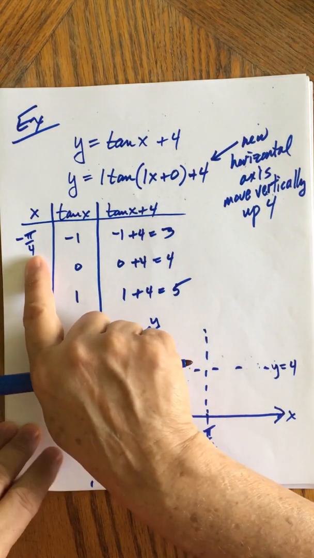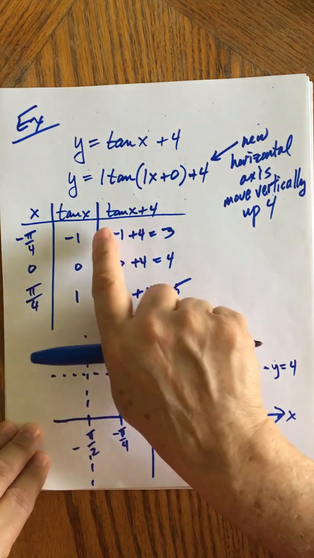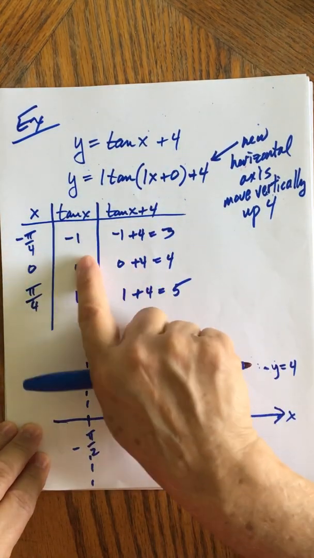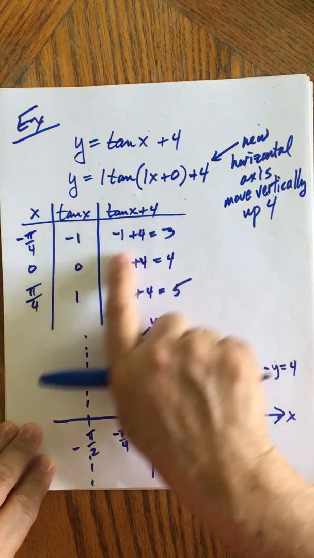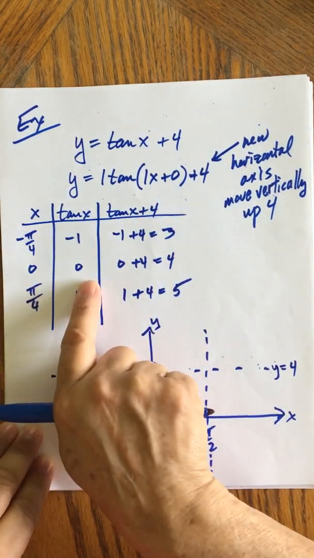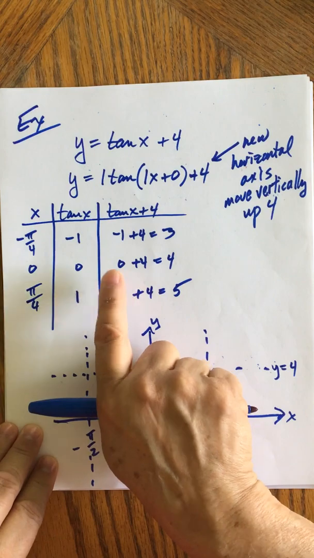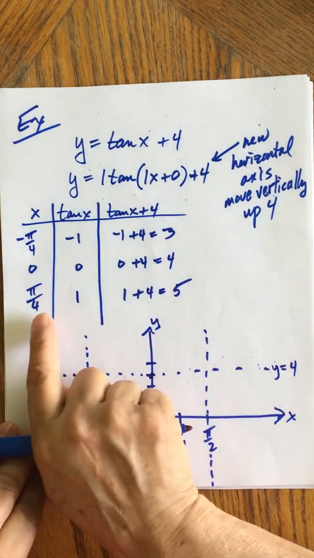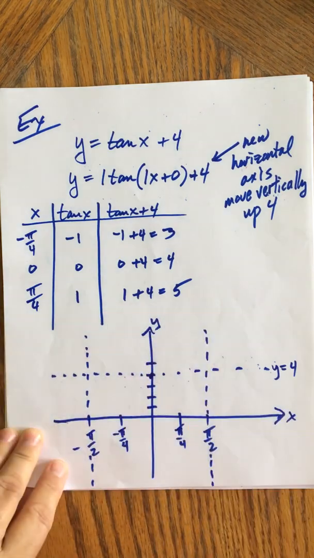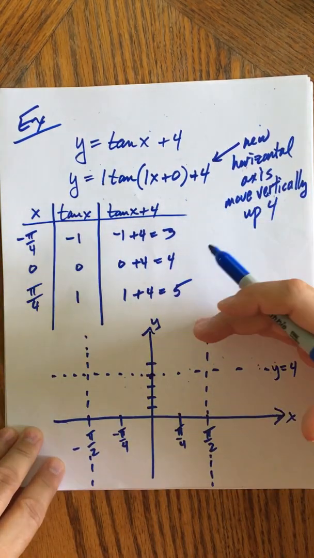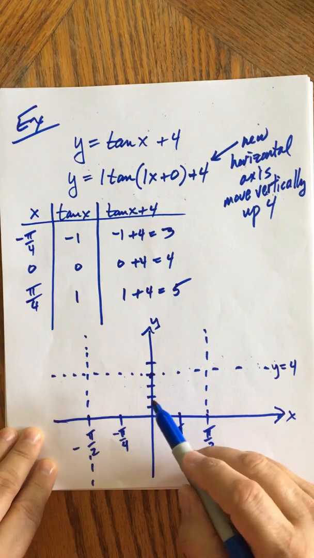When I put in negative pi over 4 into tangent x, I have negative 1, and then negative 1 plus 4 gives me 3. When I put in 0, tangent of 0 is 0, so 0 plus 4 is 4. When I put in pi over 4, tangent of pi over 4 is 1, and then I add 4, I get 5.